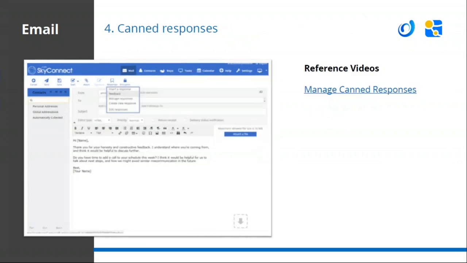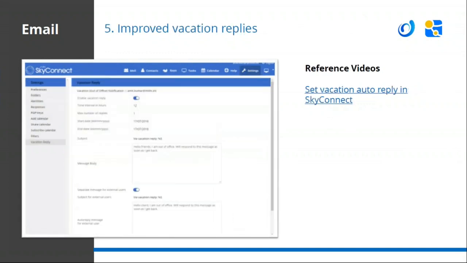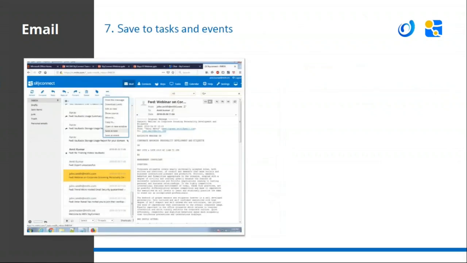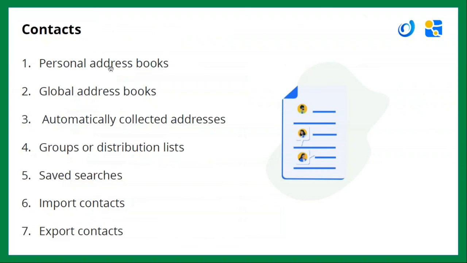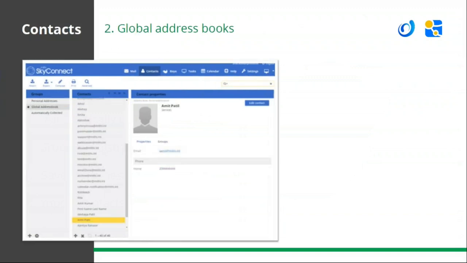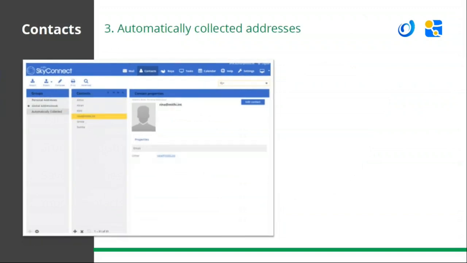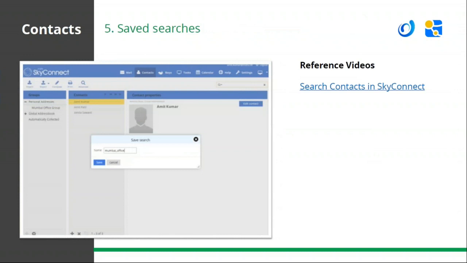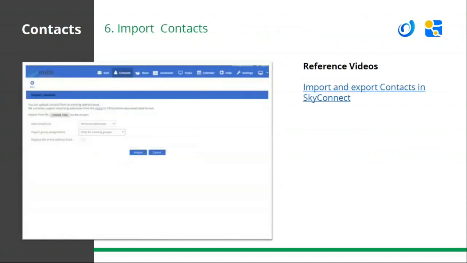So we covered canned responses, then improved vacation replies, rich text signature, save task and events. Then we have gone through the contacts, personal address book, global address book, then automatically collated addresses, groups and distribution lists, then saved searches. Then import contact and export contact.